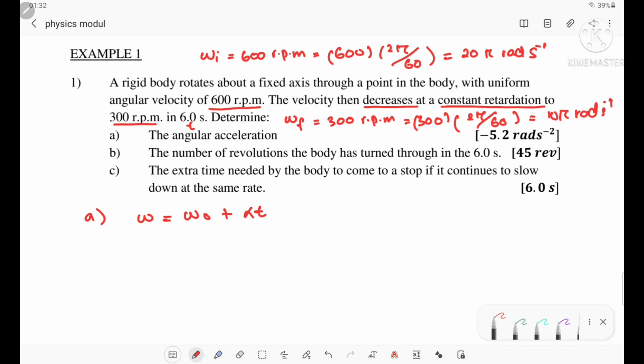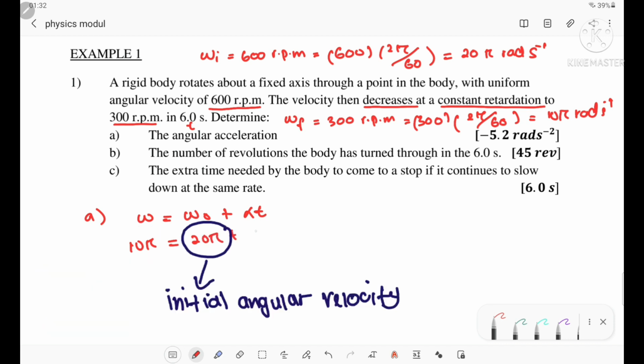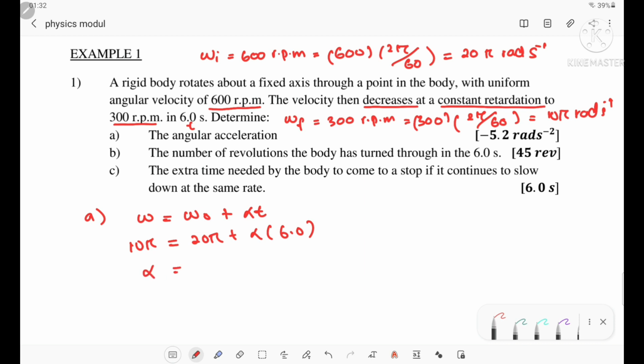And then substitute the values for omega and omega naught that we already converted into radian per second. So omega naught we have 10 pi, and the final angular velocity we have 20 pi, and t is 6 seconds. So you rearrange the equation and we get alpha, or angular acceleration, is equal to minus 5.2 radian per second square.